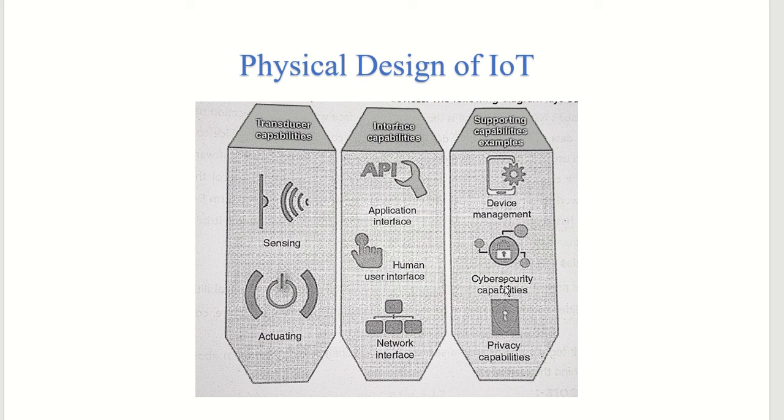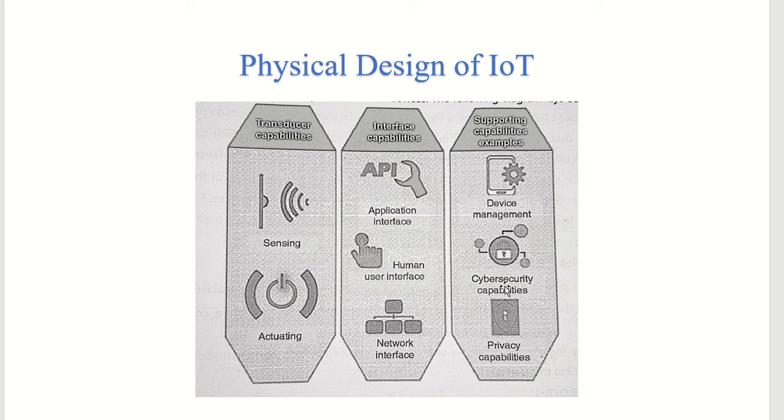It allows you to alter the physical environment of yours based on whatever thing you have analyzed. And you can even anticipate future events with the help of machine learning now. Though IoT and machine learning are different fields, I must mention that. But at a high level, there are three types of capabilities in IoT devices, which you can see in these three diagrams: transducer capabilities, interface capabilities, and supporting capabilities examples. Right.